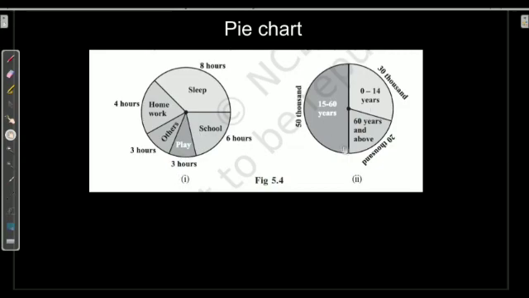This is another type of pie chart which shows the population of the different age groups in a village. So in a village, 0 to 14 years the population is about 30,000, 60 years and above is about 20,000, and 15 to 60 years is about 50,000. So this is how we read and collect the information from a pie chart.